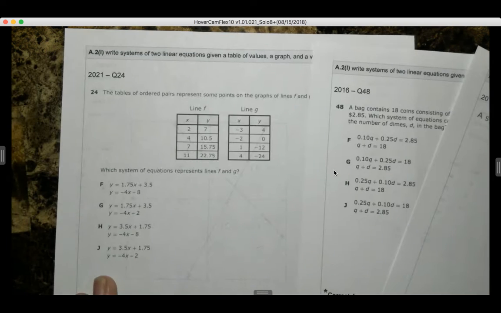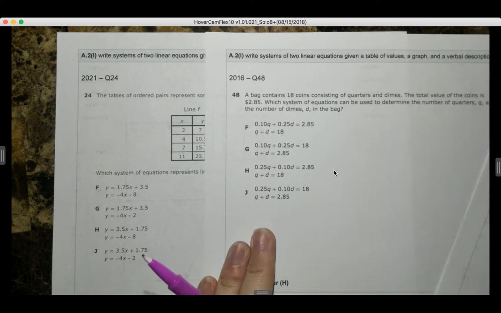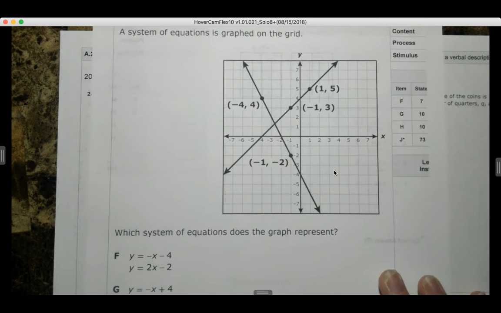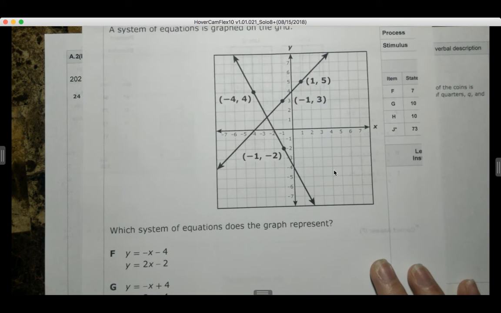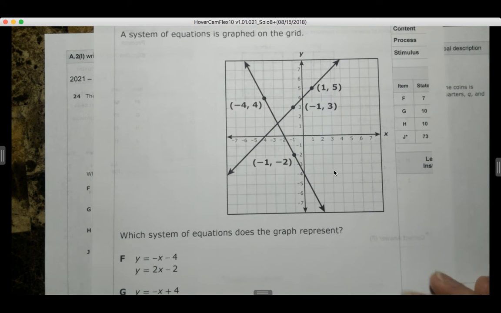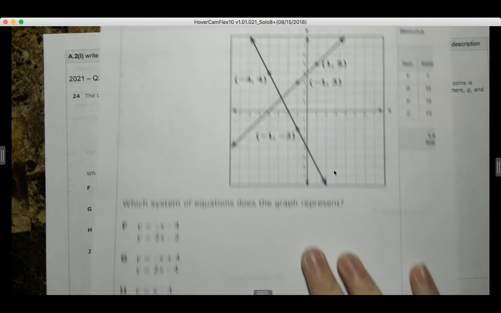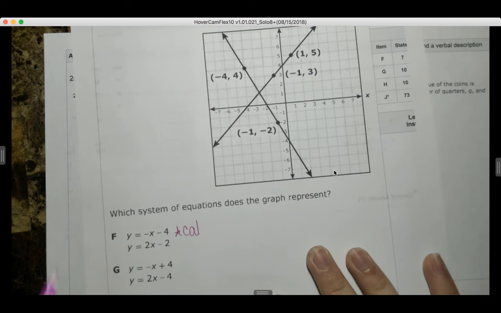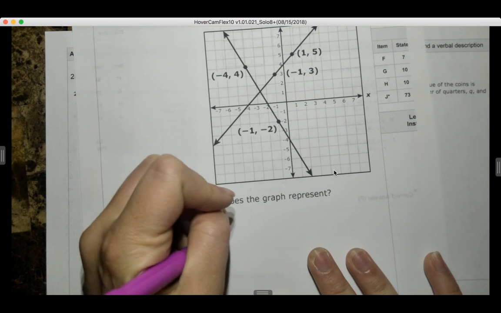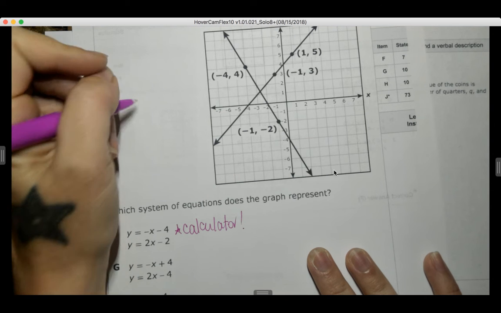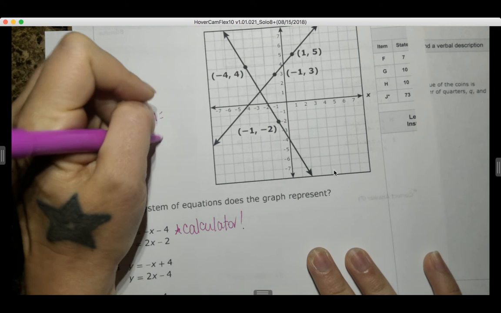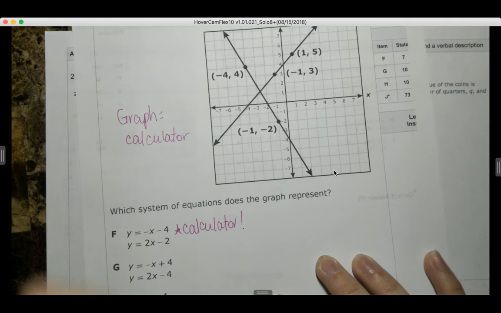We're going to see these in the forms of tables, in the forms of word problems, and in the forms of graphs. I want to start with graphs because this is by far the quickest that we're going to solve. I highly recommend, and this isn't the only way, that when you see a graph and you see some equations, the first thing you're going to do is plug them in your calculator. So when you see a graph, you're going to remember graph equals calculator. I'm going to plug them in my calculator and check them.